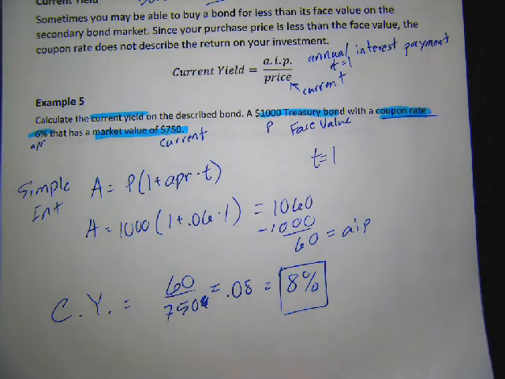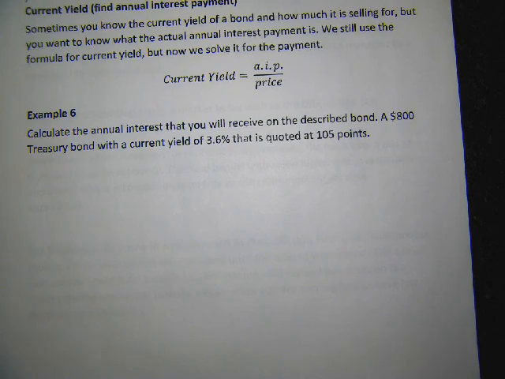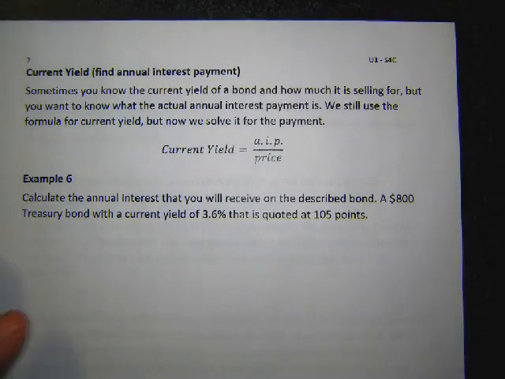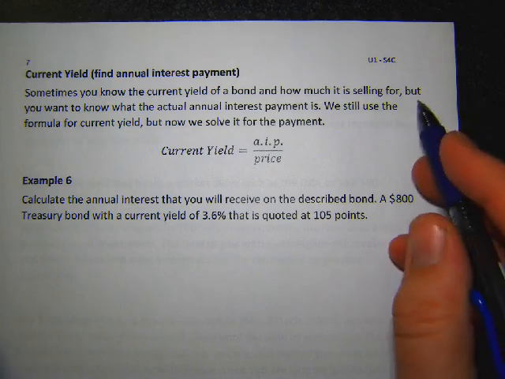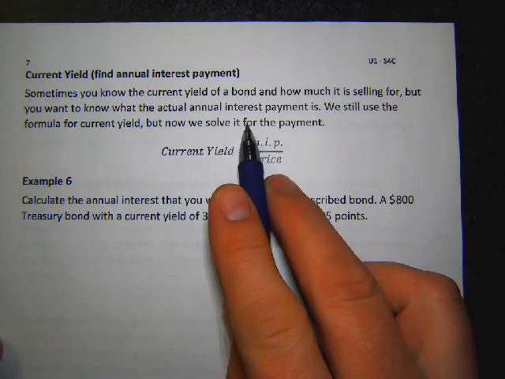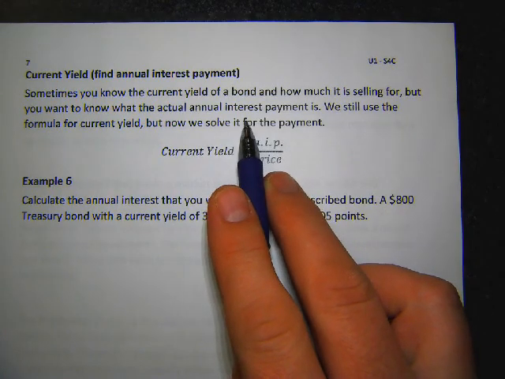So let's do one more, but this one we're going to do a little bit backwards. Here, instead of trying to find current yield, we actually have the current yield. Like I said, a lot of times people will publish that. They'll say, here's the current yield of the bond. But we want to know what the actual annual interest payment is, because they told us the current yield, but they haven't told us exactly how much it pays per month or per year.